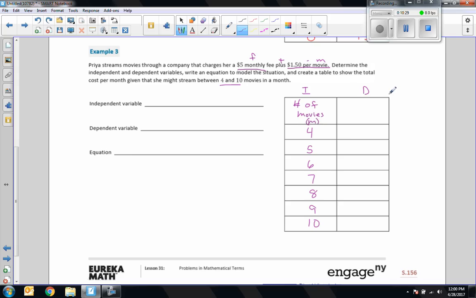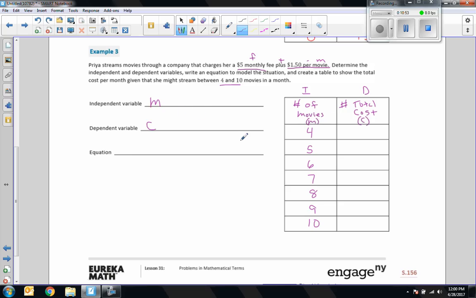And then the dependent variable is how much is it going to cost you? Total cost for the month. I'll just write total cost for now. We'll call it C, cost. So the independent variable is M, number of movies, and the dependent variable is C, cost for the month. I'm not going to write all that because it's already over here.